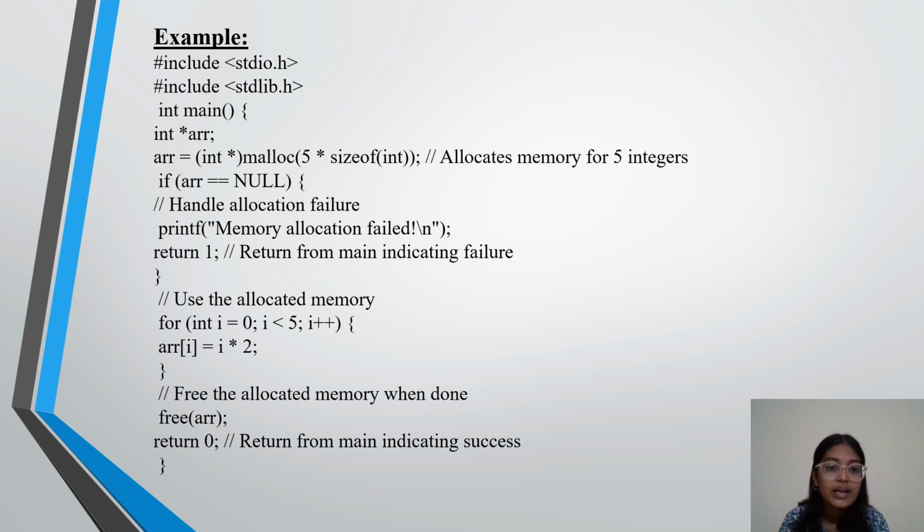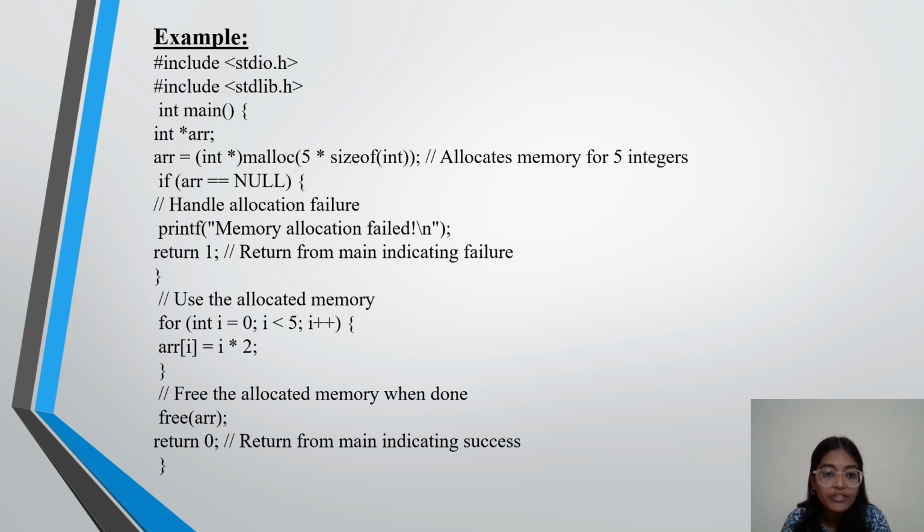And let's consider an example to know a bit more about the malloc function. Okay, so first include stdio.h and stdlib.h. Here we are defining a main function, int main, where we are declaring a pointer arr. We are initializing that array to int star malloc of 5 star size of int. So this allocates memory for 5 integers. Okay, so the memory for 5 integers will be allocated in this step.